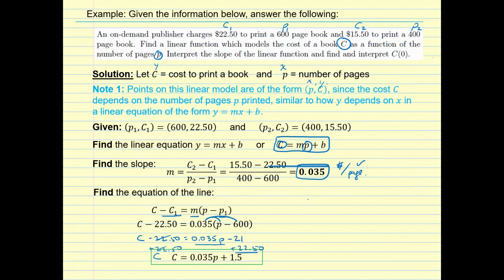And interpret C of 0, which is what you get when you plug in 0 into the original equation. That means there is a fixed cost, or a set cost, of about $1.50 for just asking the publisher to do something. There have been no pages printed, but there's an upfront cost. That might be for materials like paper. It might cover a little bit of their advertising cost. It might be the cover or the binding, but that's an initial cost before they've done any printing.